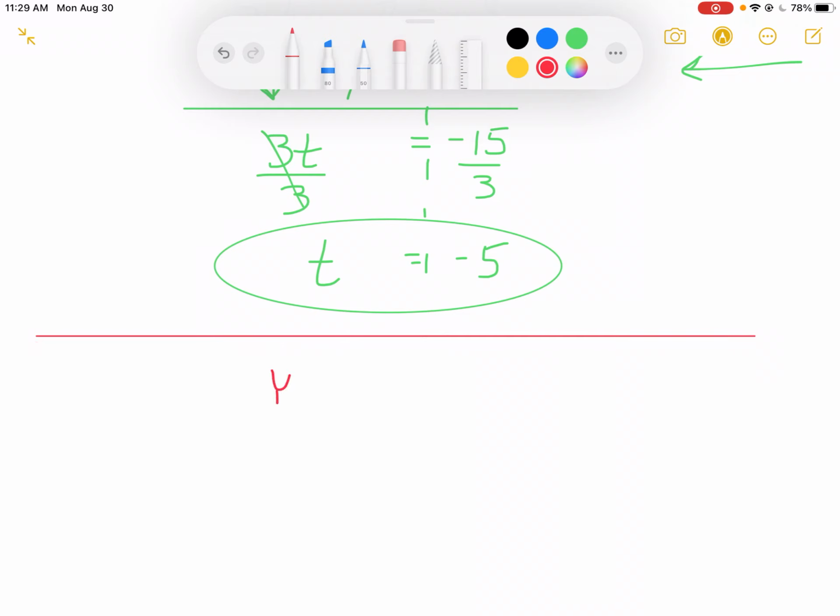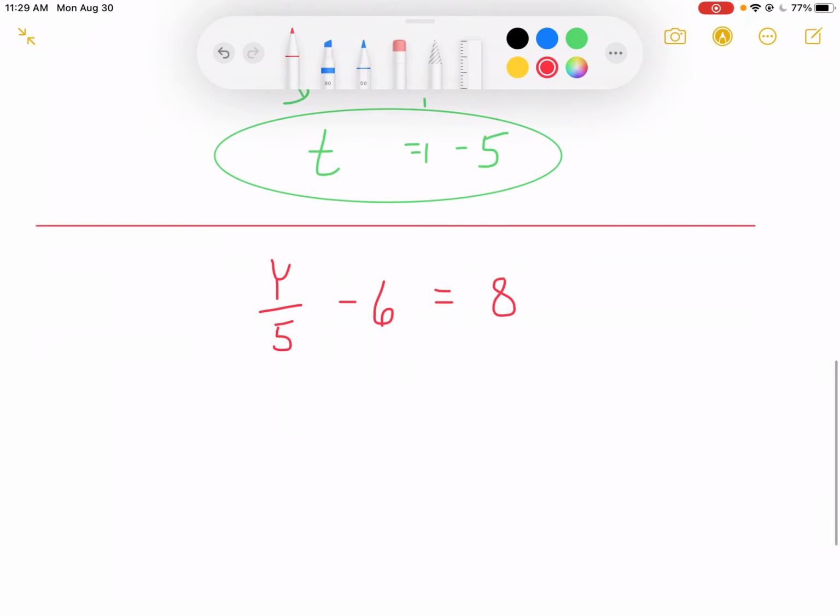What if I have a fraction to start? y over 5 minus 6 equals 8. Okay, come back to this. PEMDAS. I need to add to undo that subtraction. And this is like y divided by 5, so I need to multiply to get rid of that. So working it backwards is add first. So let's say plus 6.